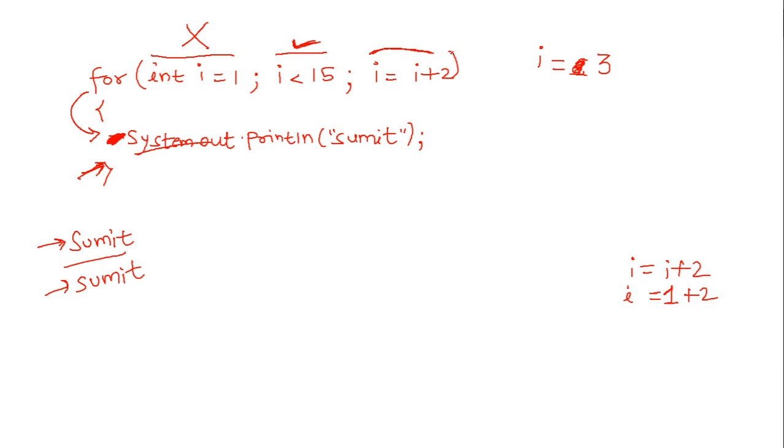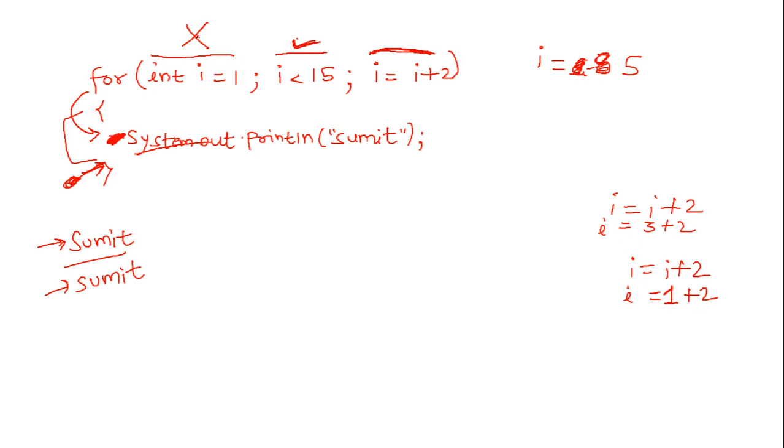After that, once we come here, this has finished execution, but again at the end, once we complete this block, this update statement will be executed. So what is the statement? I equals I plus 2. What is the value of I? I value is 3. So 3 plus 2 is nothing but 5. So I equals 5, and this time I value will become 5.